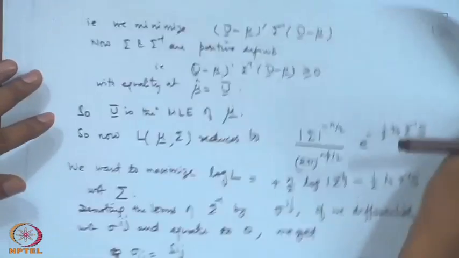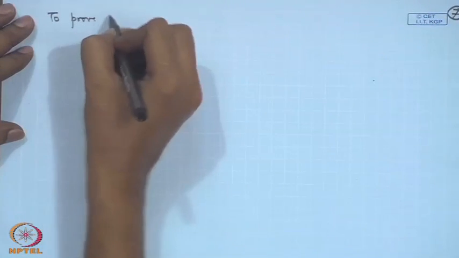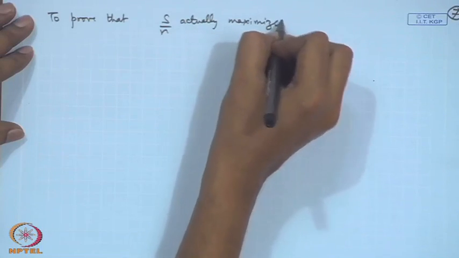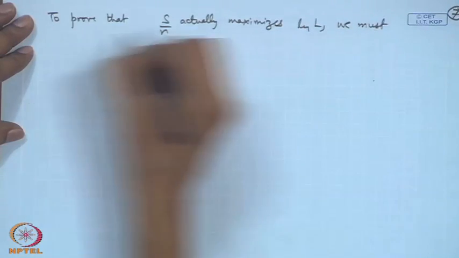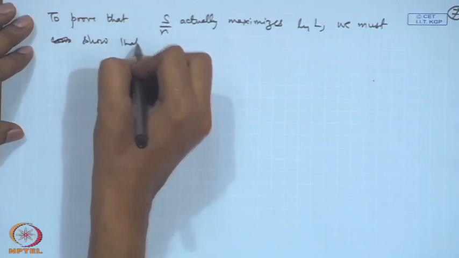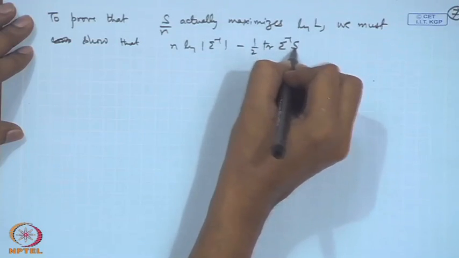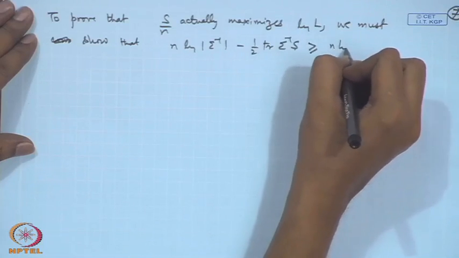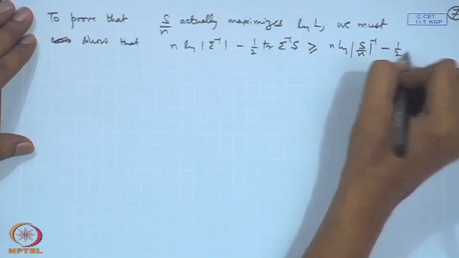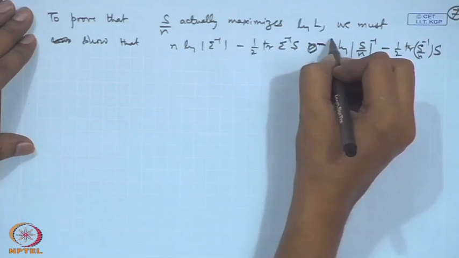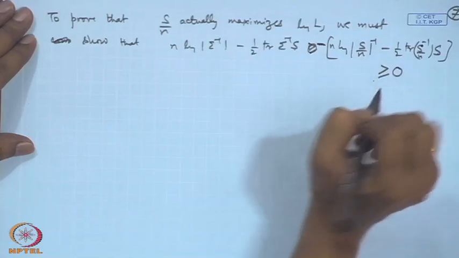Now, in order to prove that this is the maximum likelihood estimator, we should show that this is actually maximizing. That means, to prove that S by n maximizes log of L, we must show that n log determinant sigma inverse minus half trace sigma inverse S is always greater than or equal to n log determinant of (S by n) inverse minus half trace of S inverse n S. Or you can say that this difference should be greater than or equal to 0.